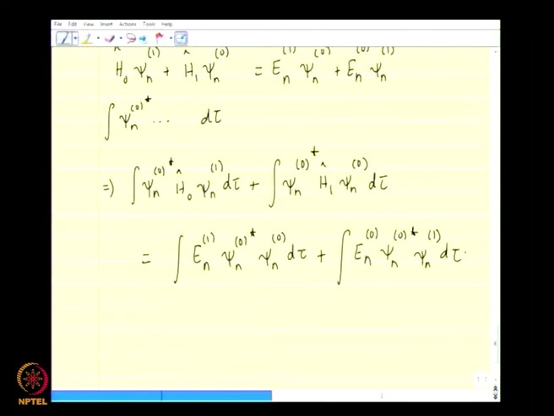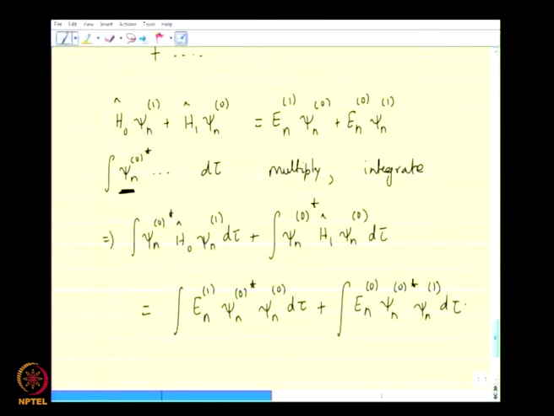So what we have done is multiply and integrate. By what function? By the same wave function psi n0, the same psi n that is there in this equation, the equation that we wanted to solve.